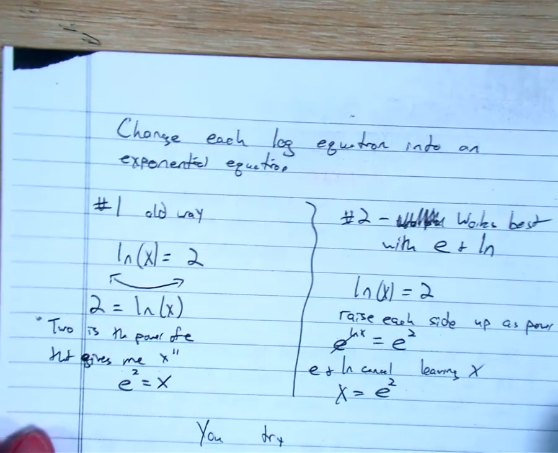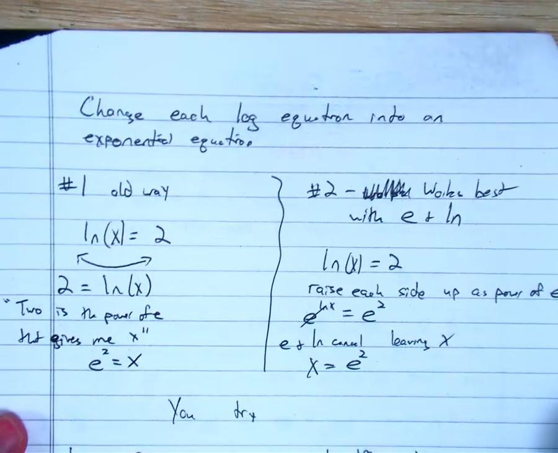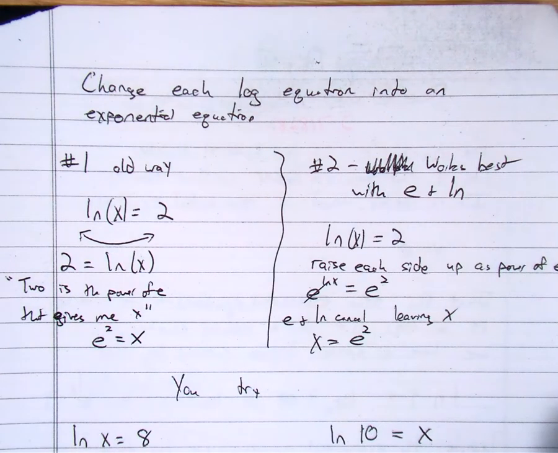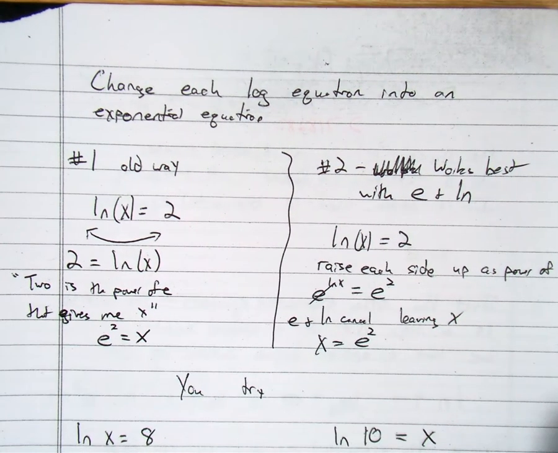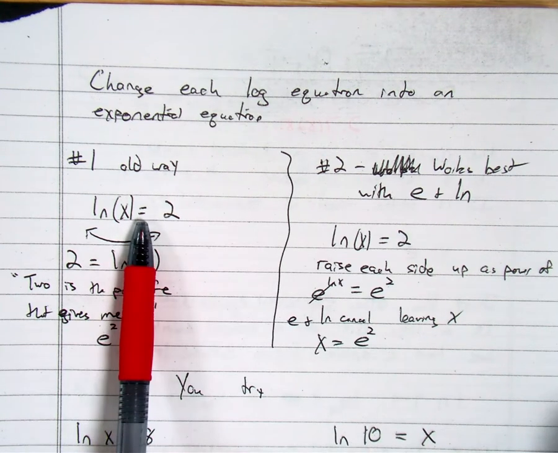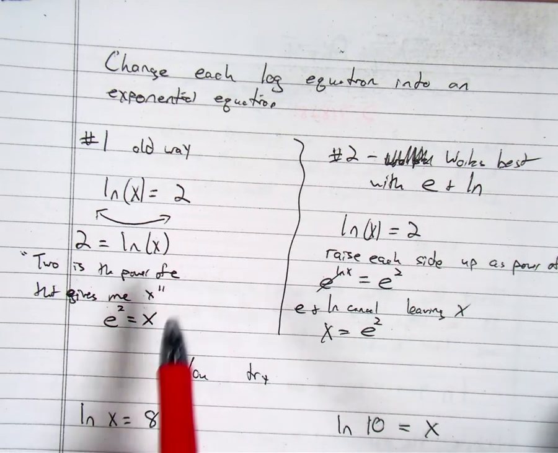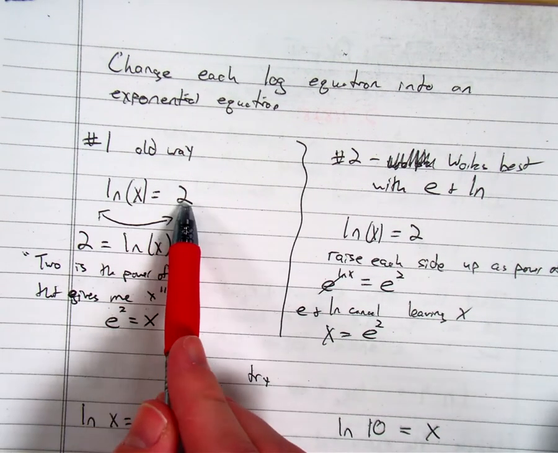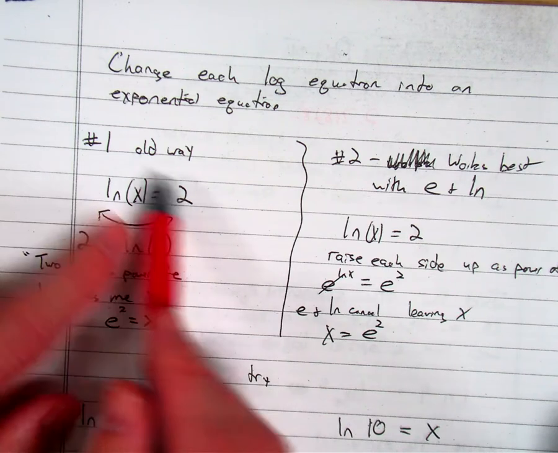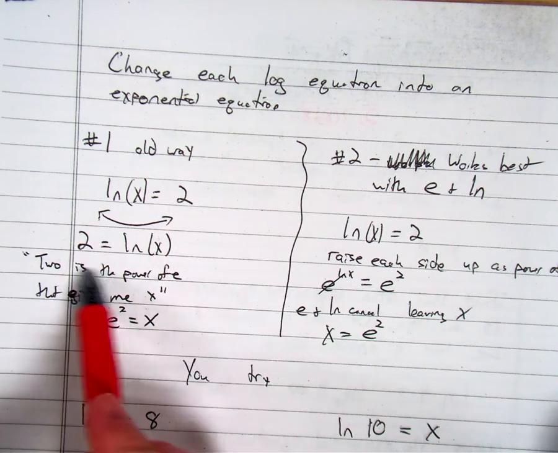Alright, we went from exponentials to logs. Now let's go the other way, logs to exponentials. Change each log equation into an exponential equation. We got two ways to look at it here. This is the old way. Let's look at this first. Okay? If I had natural log of x equals 2, okay, the old way we tried to flip these around. 2 equals natural log of x.